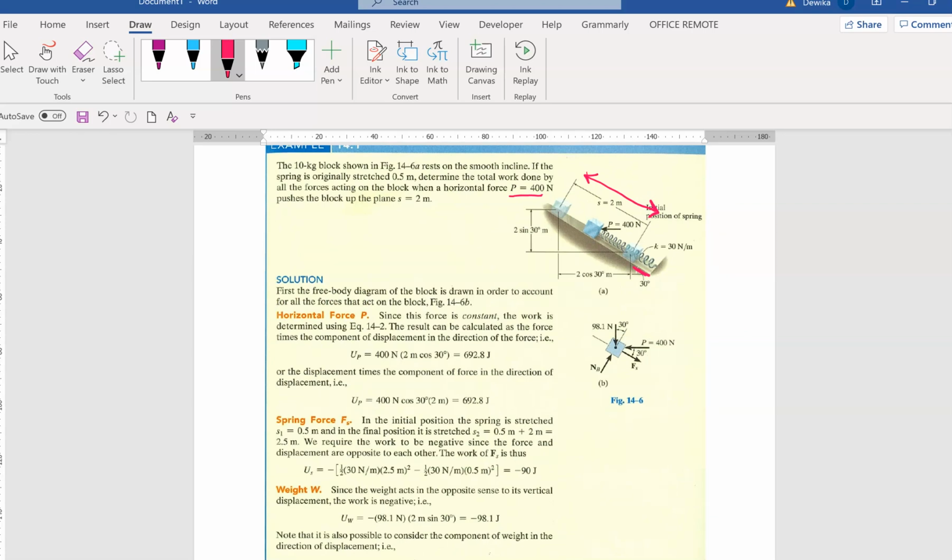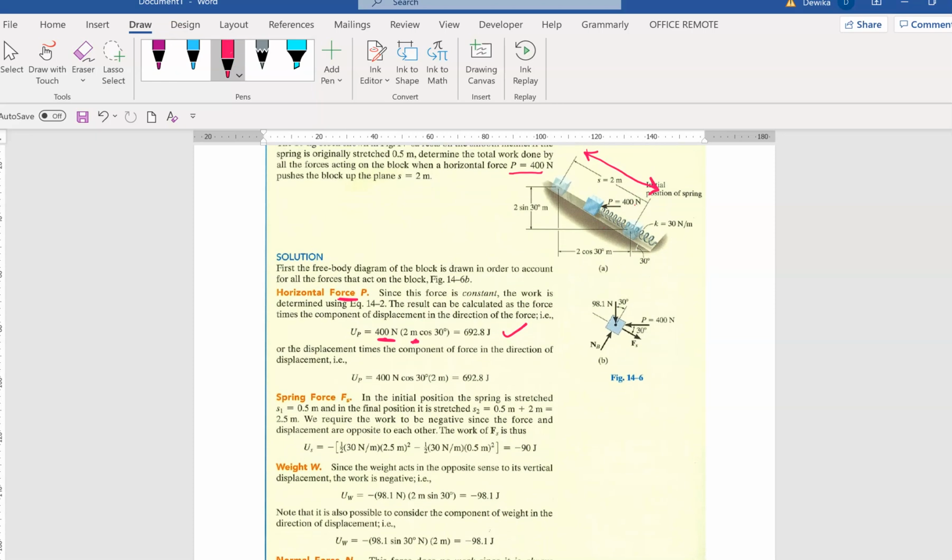The first formula is U_P, the horizontal force. U_P is 400, force times distance. So what is the distance? The force is this way, so the distance has to also be this way. The distance, which is 2 meters, is actually along the slope, so you need to flatten the slope to make it parallel. That's why it's 2 cos 30. Okay, can you understand? That part is done, and you get 692.8.